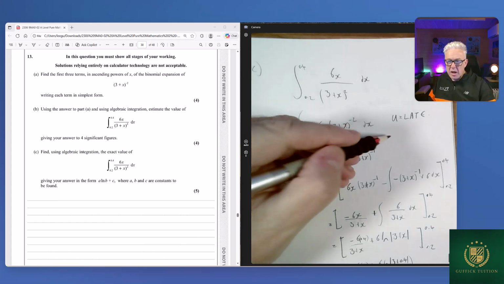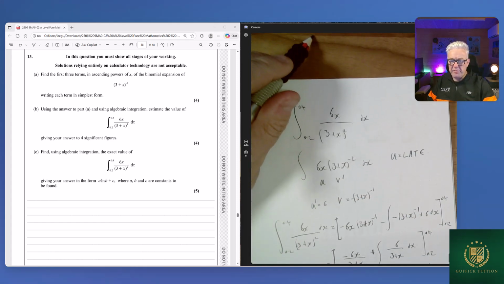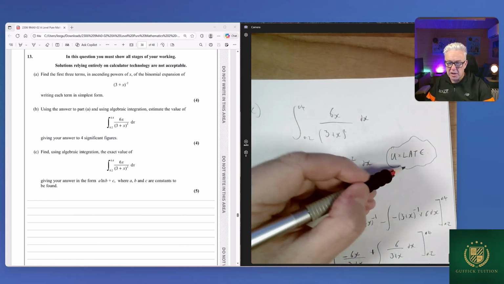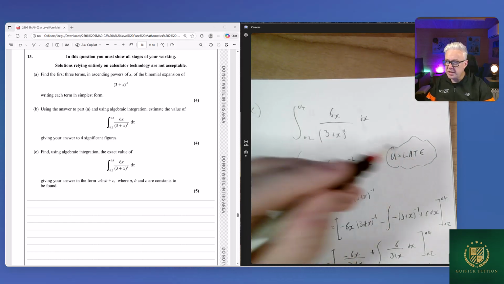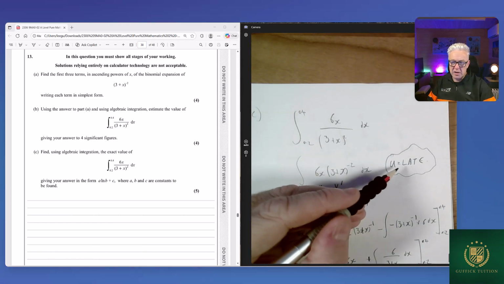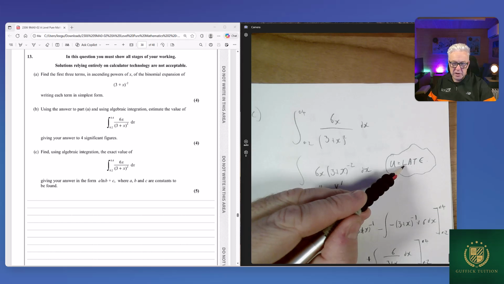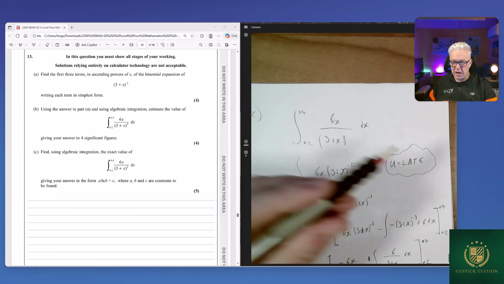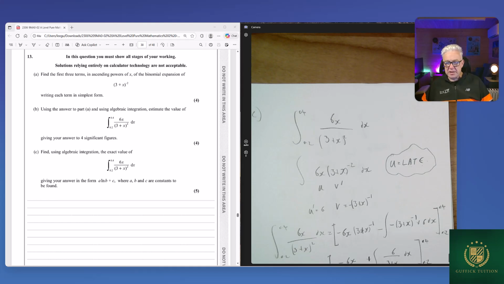Now, it's worth mentioning here that in the past I've mentioned there is this little acronym for integration by parts called ULATE, that gives the order of prioritization about what you pick the U to be. So the L stands for logs, A is algebra, T is trig, and E is exponentials, okay? So that's how you would decide which part of the integration by parts is going to be the U.